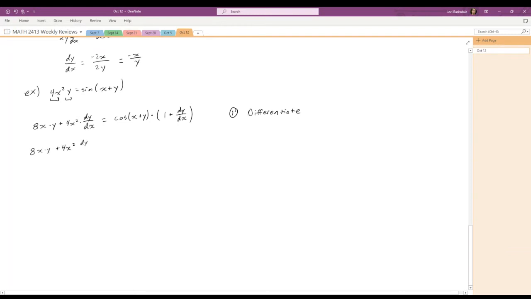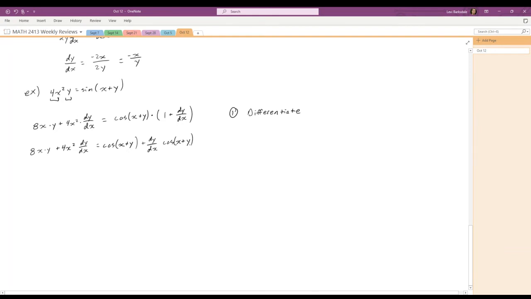And the reason being is because I want to move everything with a dy dx on it to one side and everything else to the other. All right. I did not distribute at all. All right, so we got cosine of x plus y times 1 plus dy dx times cosine of x plus y.